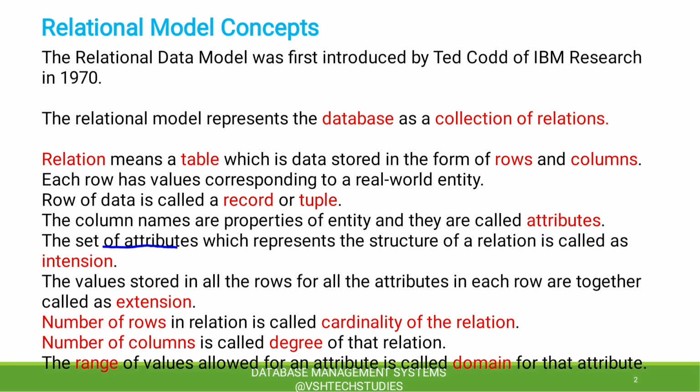The set of attributes which represents the structure of a relation is called the intension. The values stored in all the rows for all the attributes, together, are called the extension. The number of rows present in a relation is called its cardinality, and the number of columns present in a relation is called the degree of that relation. The range of values of a specified data type allowed for an attribute is called the domain for that attribute. All these are shown in the next figure.